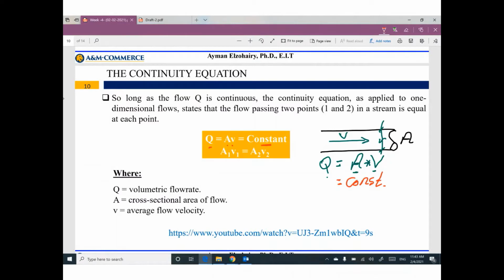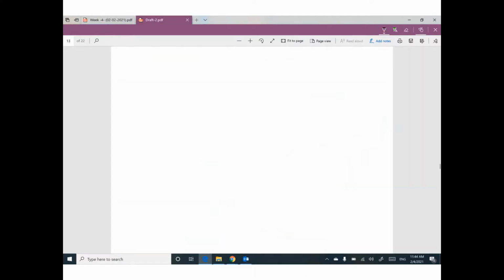That means if you have this cross section number 1 and you have another cross section number 2, Q at this section equals Q at this section. That means area times V equals area times V at any cross section. Area is the cross-sectional area of flow. V is the velocity of flow. Q is the discharge, or sometimes called flow rate. This point is very important.